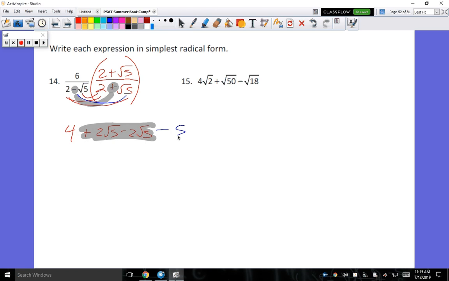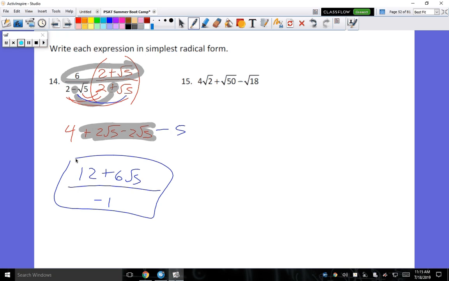So the denominator, anyone, is what? Negative 1. Question to you. What do I do with all of this? Just multiply it. And if I multiply it, what do I get? 12 plus 6 root 5. Yep, 12 plus 6 root 5. What's another way I could have written this answer? Yep, negative 12 minus 6 root 5.